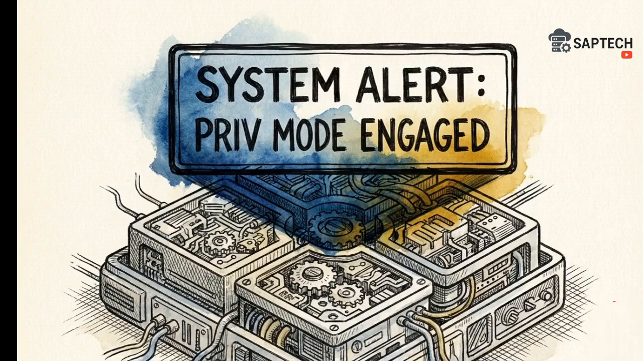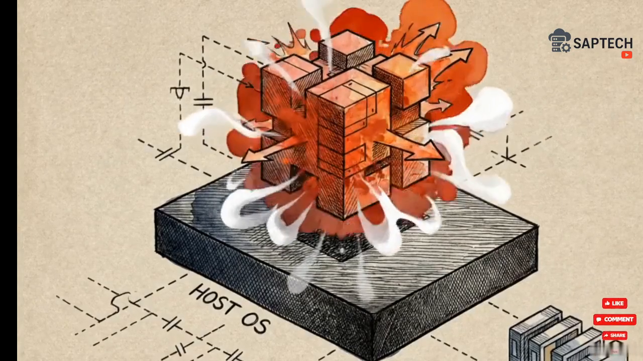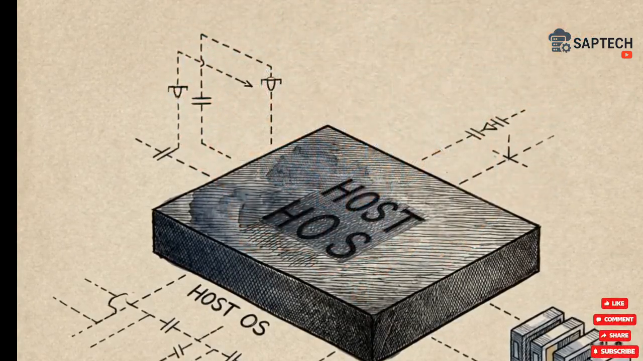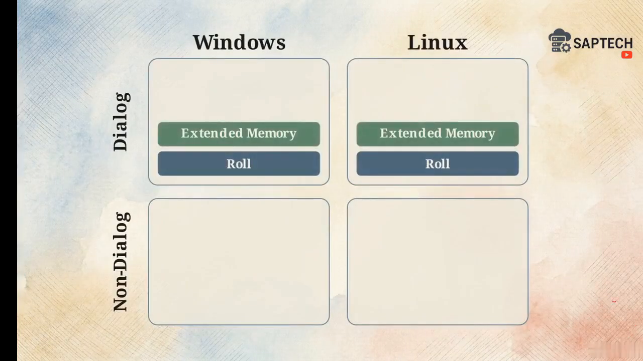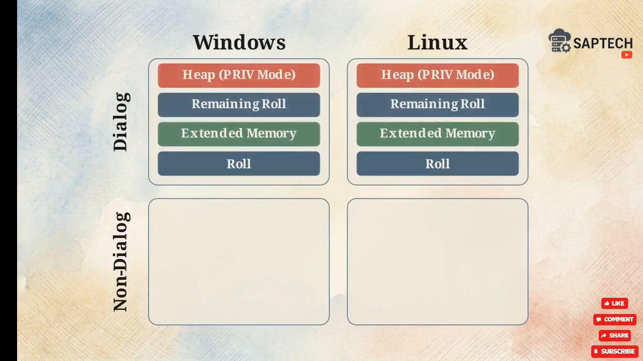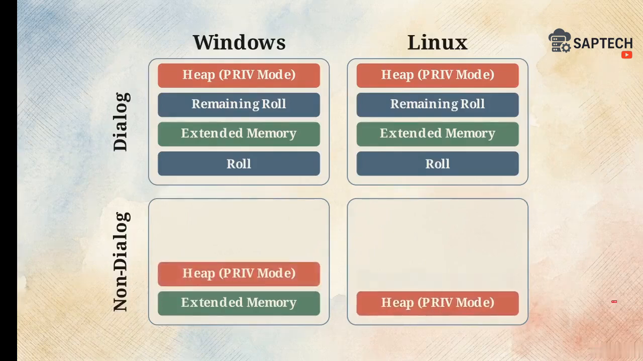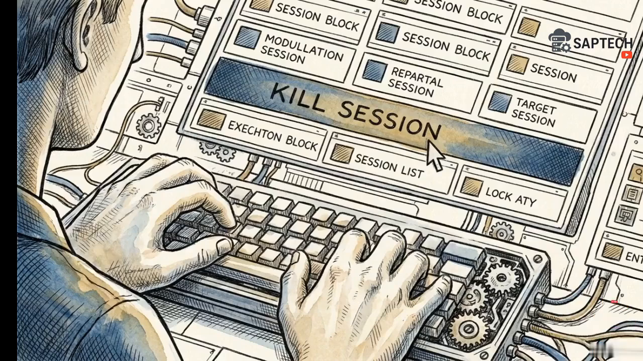SAP memory allocation acts as a defensive fallback system, engineered to sacrifice individual transactions to protect the host operating system. The path depends on the workload and the OS. Dialog processes move through roll, then extended, then back to roll before hitting the heap. Non-dialog jobs on Windows use extended memory first, while Linux jobs pull from the heap immediately. Reaching the heap memory threshold has severe implications for system stability. Priv mode neutralizes standard timeout protections, forcing the administrator to clear the congestion manually.